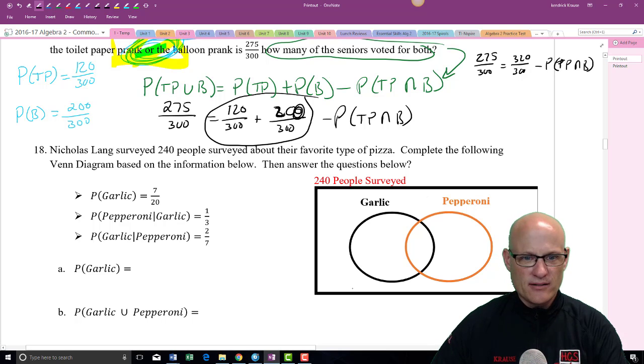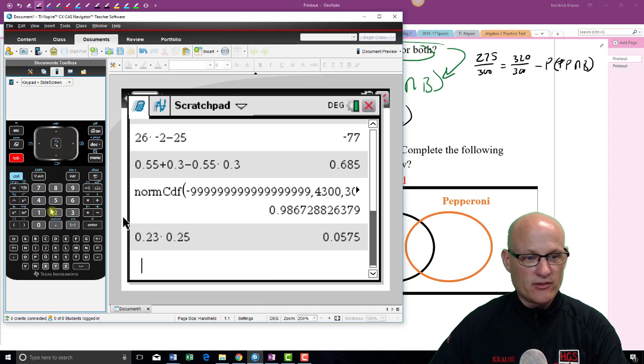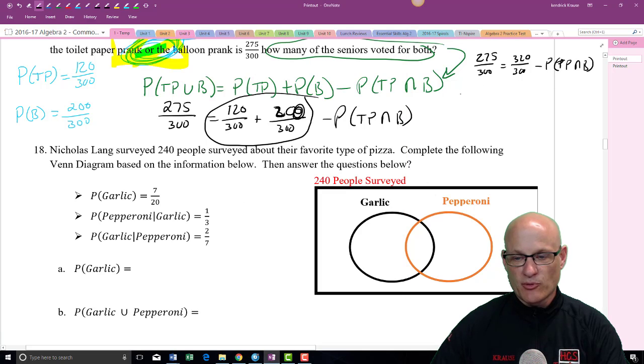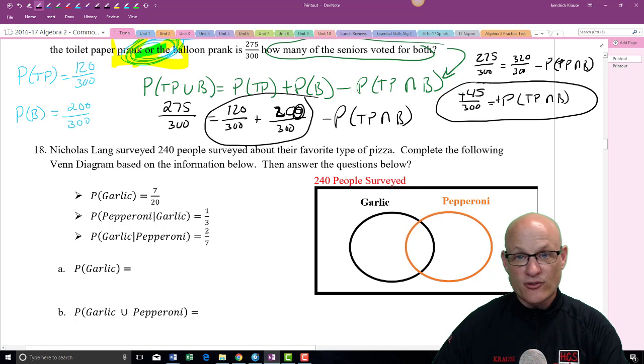275 minus 320 is 20, what is that, 45? My brain is shot, kids, completely shot. 275 minus 320. And if you're a teacher, don't judge, because you've been there, where your brain's just shot, it's not functioning, and the simple stuff's going hard. So negative 45 over 300 is equal to the negative probability. You can't have a negative probability of toilet paper and balloons. But since they're both negative, I can divide both sides by negative, and there be my answer.